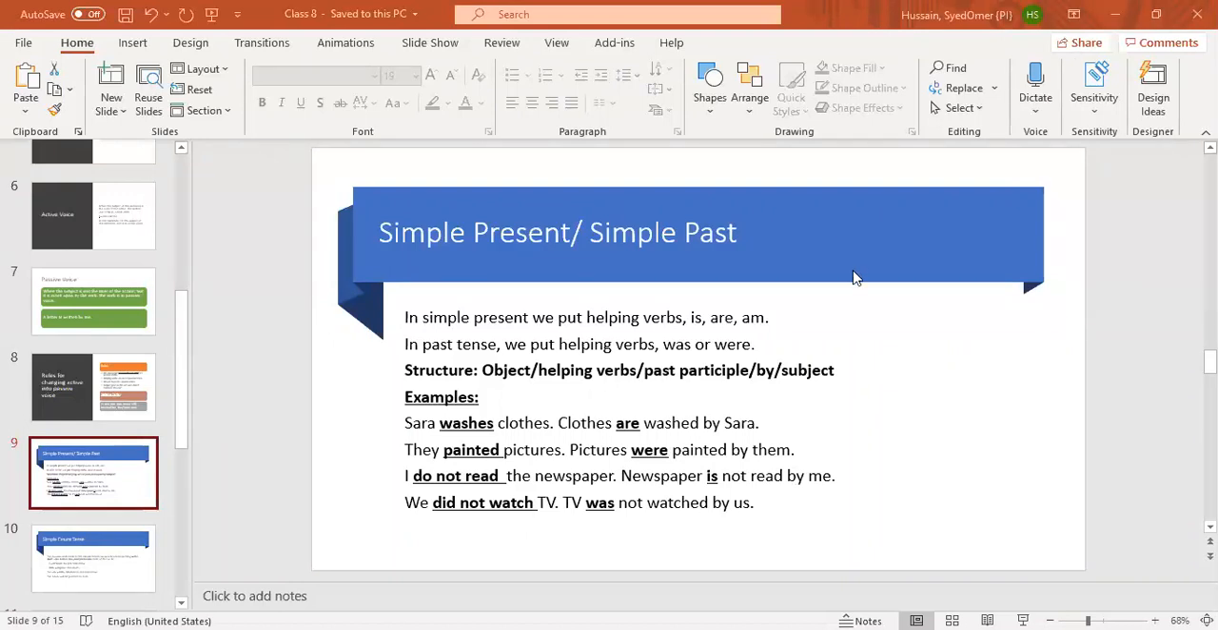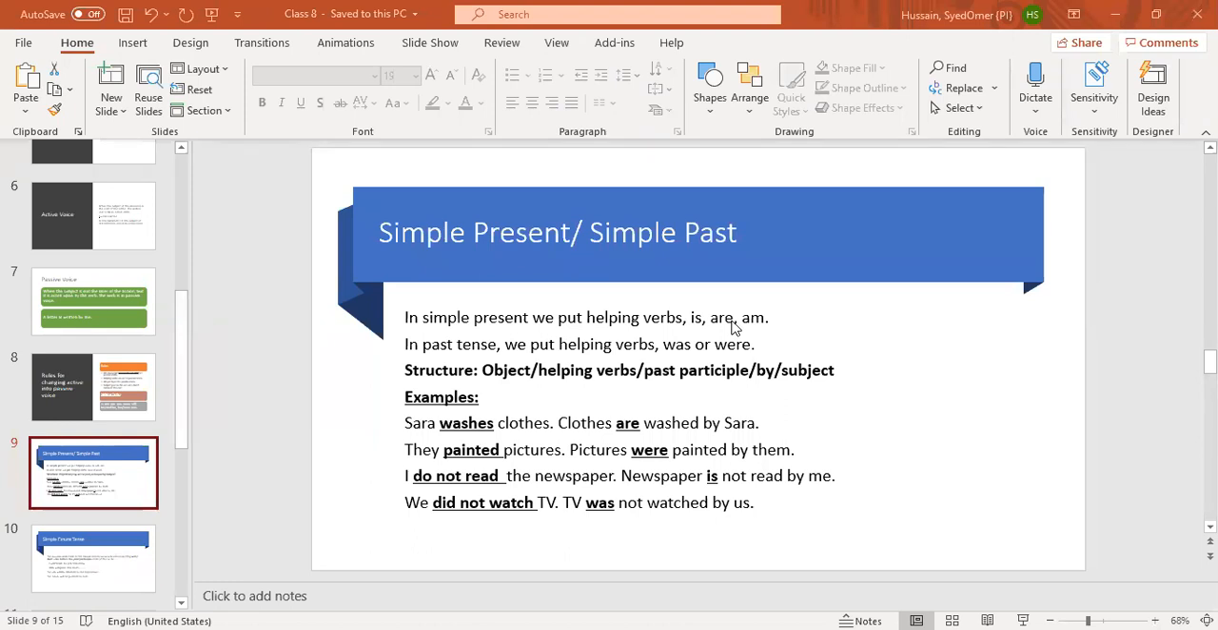Bilal, you don't need to open the page. I'm just explaining the rules, and students have written some definitions, but you have joined late. At the end, if you have time, you can note it down. I'm just explaining about active and passive voice, which we have done in class 7th as well. So right now we are at simple present and simple past. In simple present tense, we put the helping verbs is or am, and in simple past tense, we put the helping verb was or were. The remaining rules remain the same.